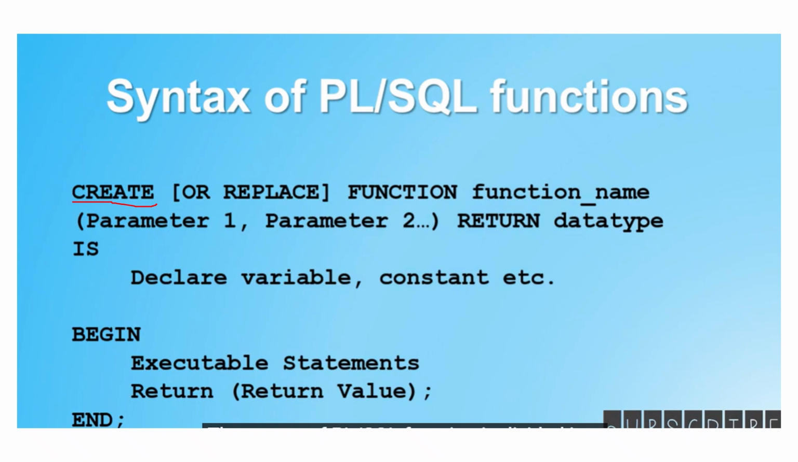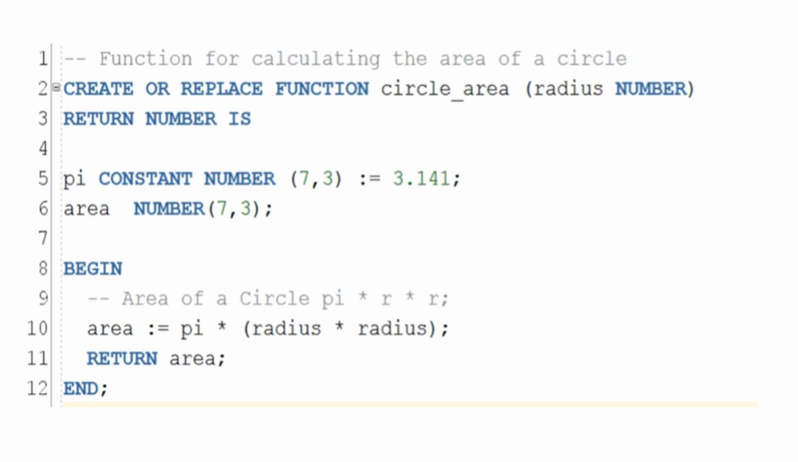And finally, we give RETURN with the value, and END. So END closes the BEGIN block. This is the syntax of PL/SQL functions. Now we can see one simple example for a function. I am writing this example for calculating the area of a circle.